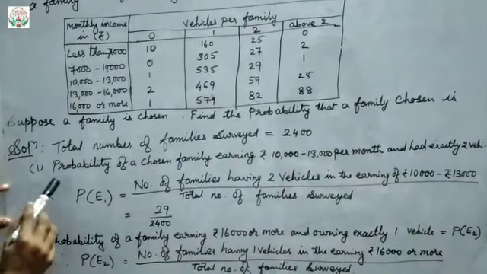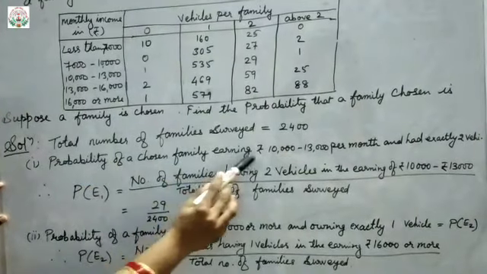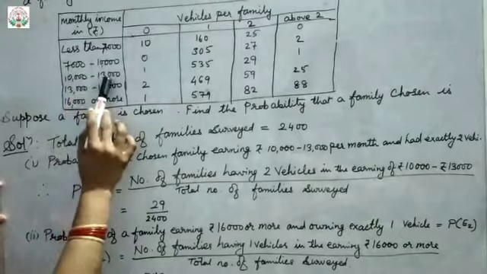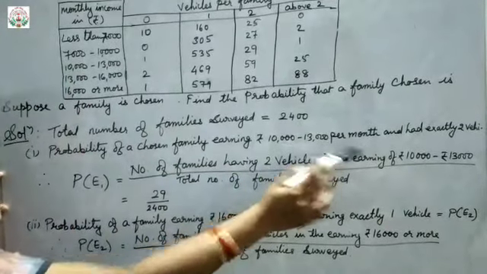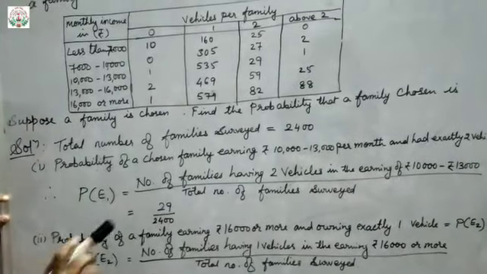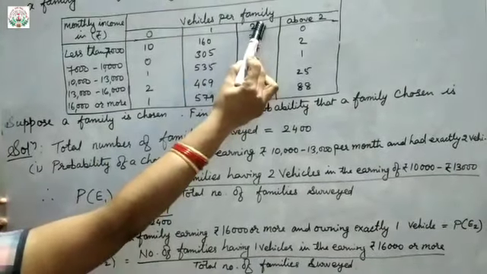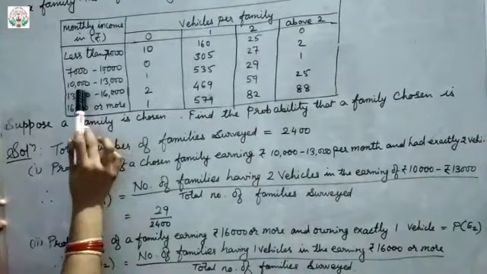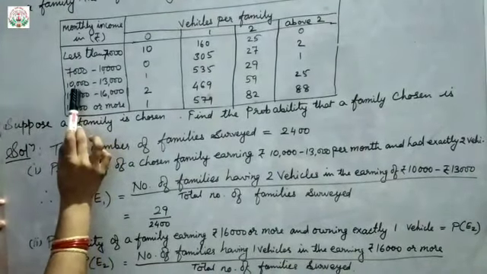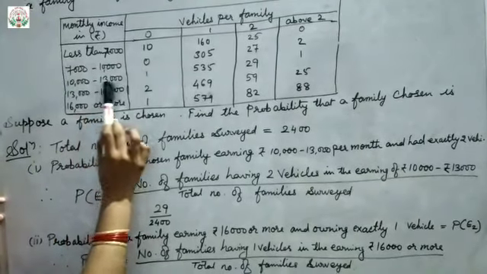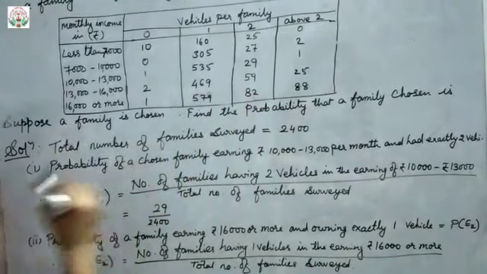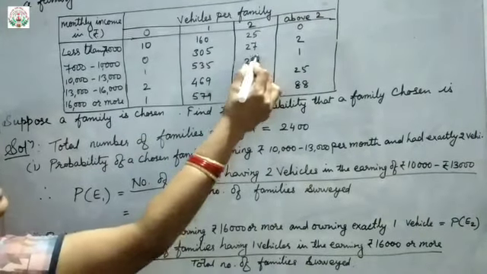First one: a family whose monthly income ranges between 10,000 to 13,000 and had exactly 2 vehicles. In the question it is given. So exactly 2 vehicles, you can see this column, and the range of the family's income is 10,000 to 13,000. So in the 10,000 to 13,000 range, 2 vehicles, what do you see? That is 29.